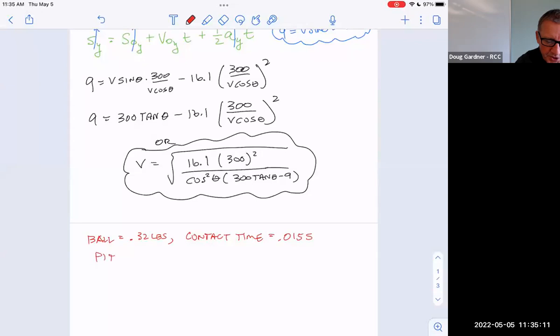Let's say the pitch is 90 miles per hour, because that's not the right units. I won't take the time to do that with you, but that's 132 feet per second. Hopefully you could easily make that conversion yourself if I gave you a little bit of time.